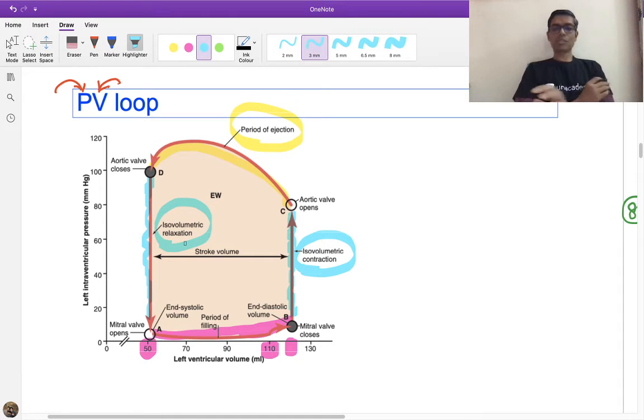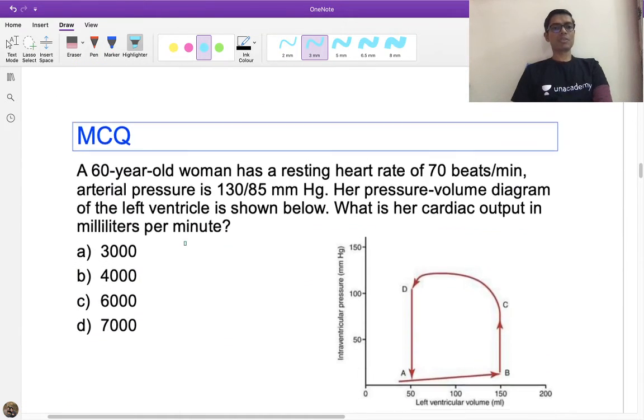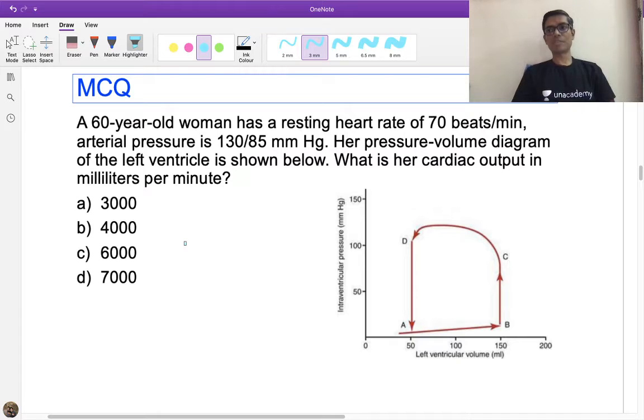Okay, so now I will put some MCQs on pressure volume loop abnormalities also. So you try to answer. Whenever you get the answer, just type the answer in the chat box. I will see and then we will discuss. So first MCQ, this is the MCQ in front of you. Try to answer.